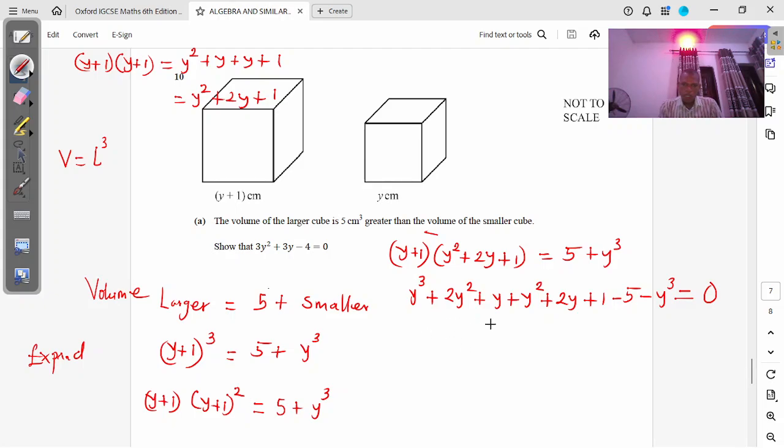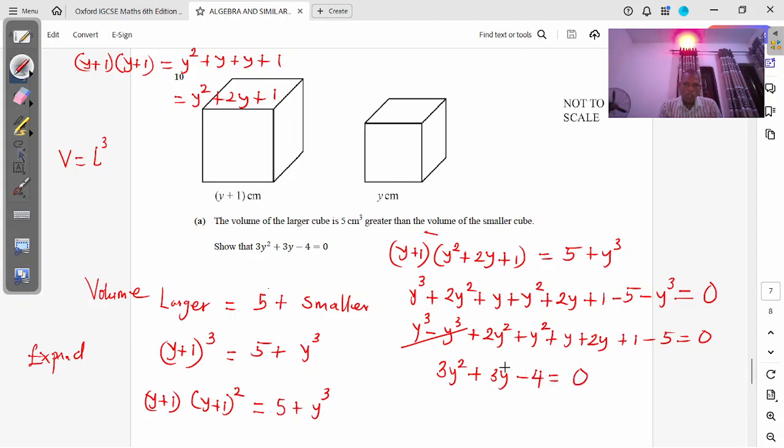Okay, now I'll collect like terms here. So I have y cube minus y cube, then plus 2y squared plus y squared, then plus y plus 2y plus 1 minus 5 equal to what? 0. So now you can see that y cube, we cancel out y cube. Then 2y squared plus y squared gives me 3y squared, then plus this is 3y, then minus 4 equal to what?